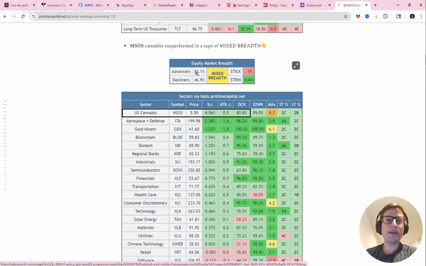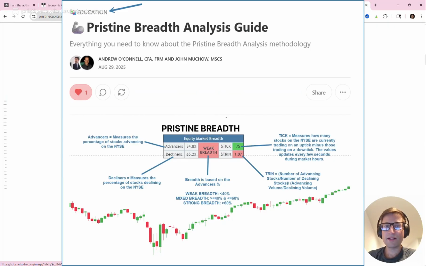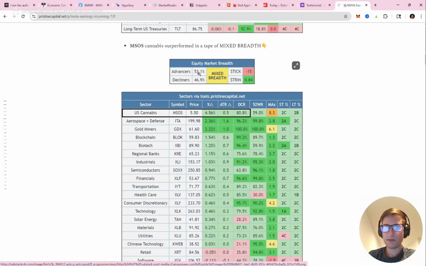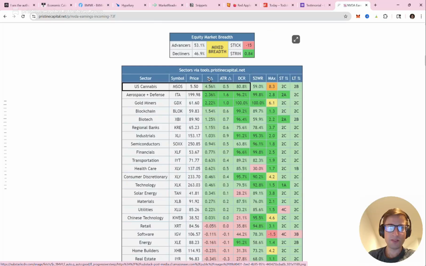And really, it's just showing me that if I were to throw a dart at a random stock, only 53.1% of stocks went up. So my odds of winning on new long trades is a little bit lower. So I try to be more conservative when I see that the breadth is mixed. This is our Pristine breadth indicator. It's completely free. Even if you're a free subscriber to the newsletter, you can get it. So definitely check out our documentation on this one as well.